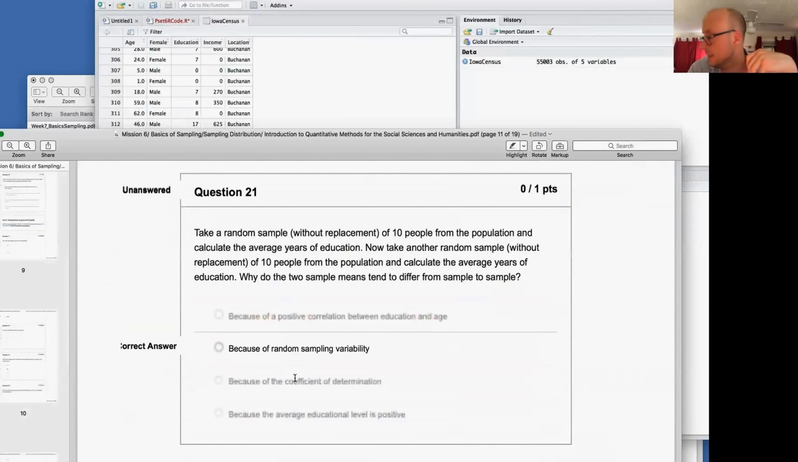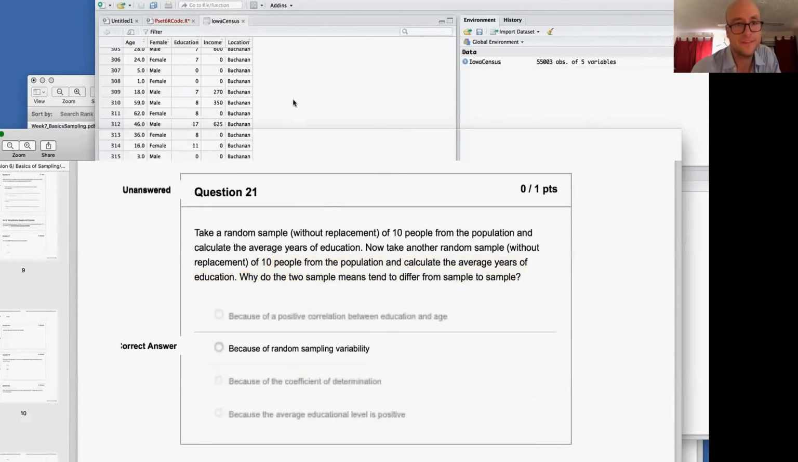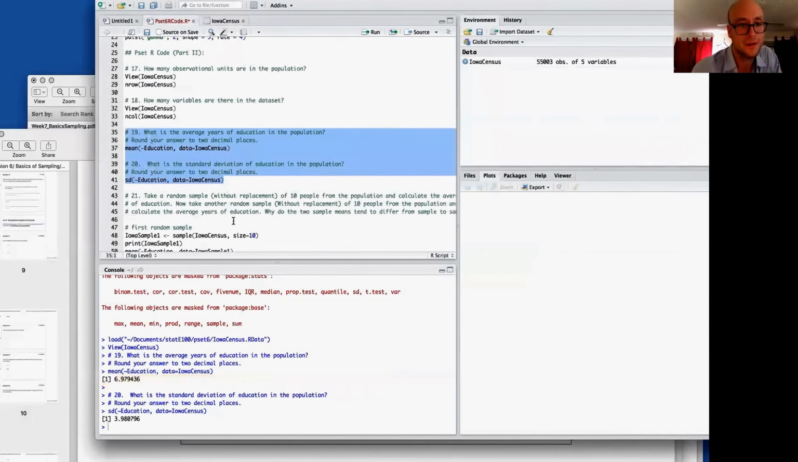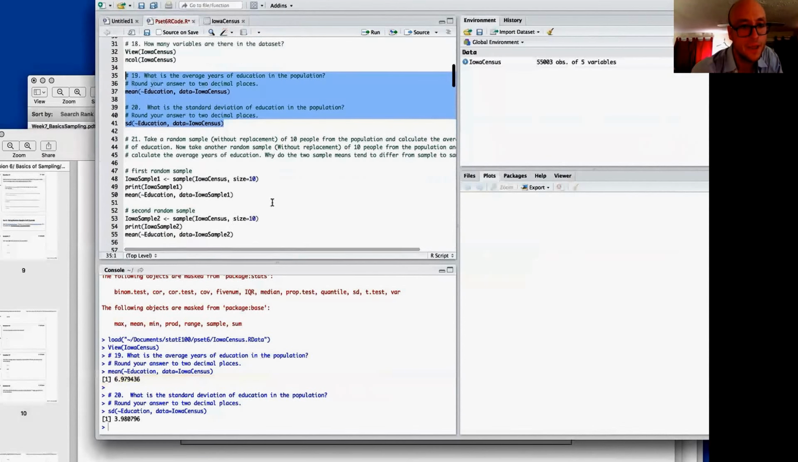I wish I had the bowl of beans that my roommate has. You just take 10 beans, estimate the X bar, that's the average. Take another 10 beans, take the X bar. And then we're going to find that they differ. And your answers are going to be different than mine.